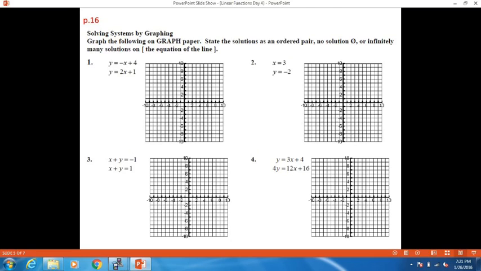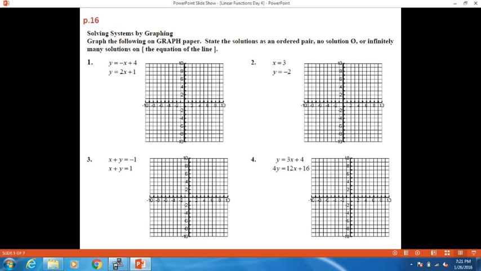We're going to start on graph paper, graphing by hand, using the simple methods that we used in previous lessons on graphing equations from our different forms. Starting out with our first example, we have two equations. The first one, y equals negative x plus 4. Our second equation in the system is y equals 2x plus 1. Here we're going to use different colors to represent our different equations.